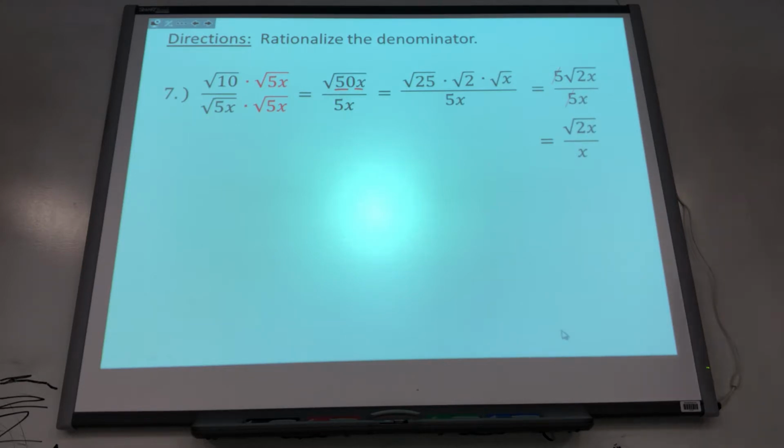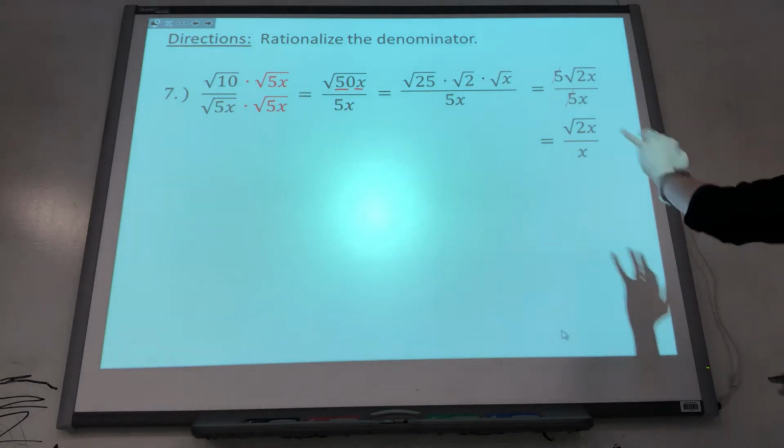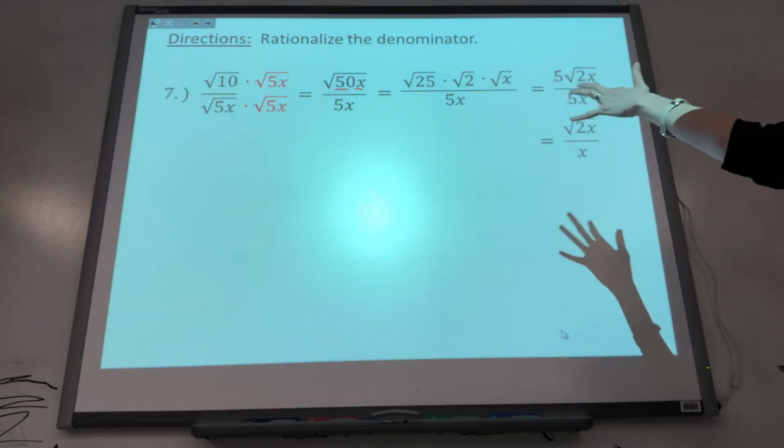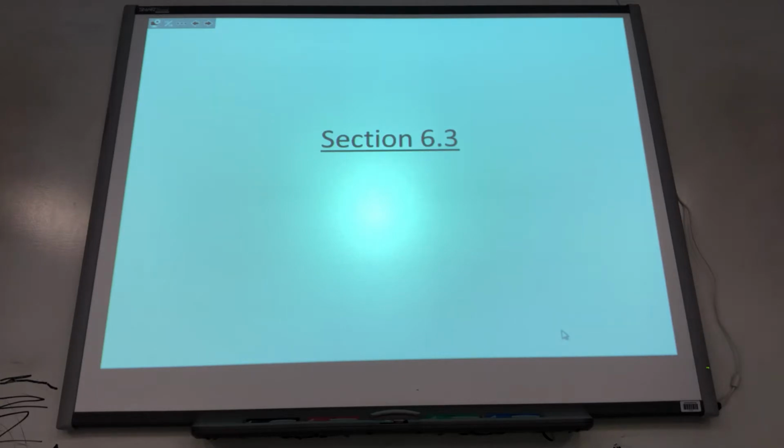Now, when we move on to 6.3, we rationalize denominators again in the next section. So this will kind of come back to us a little bit toward the end of section 6.3. This is the last section we'll talk about today. Tomorrow we'll do 6.4 to 6.7.